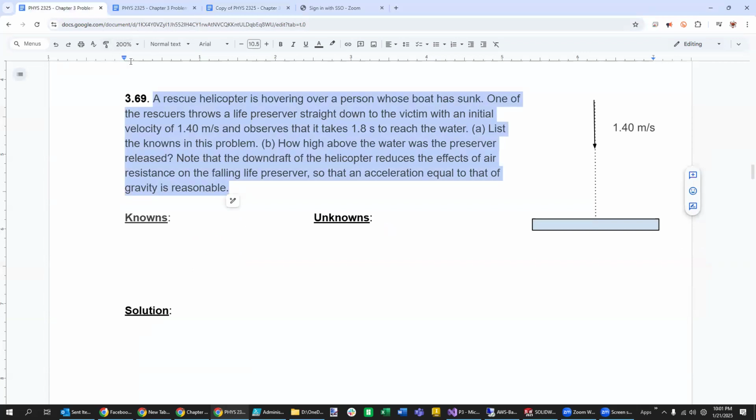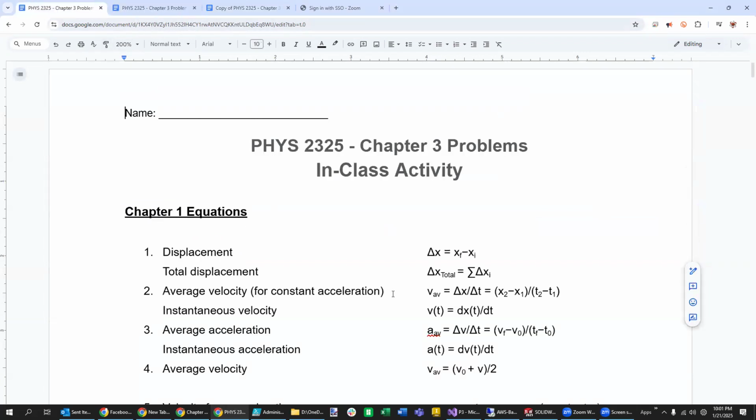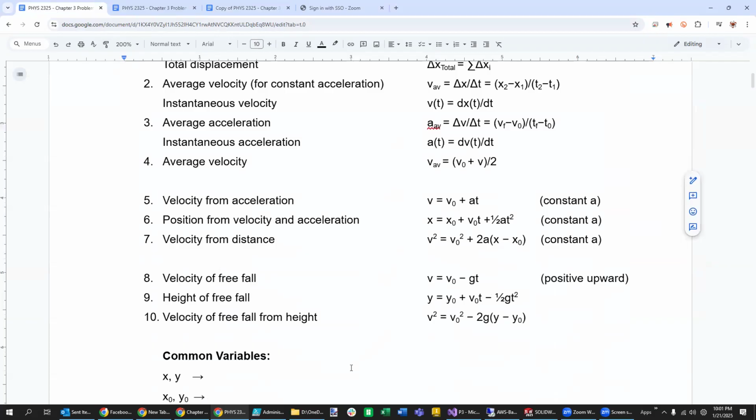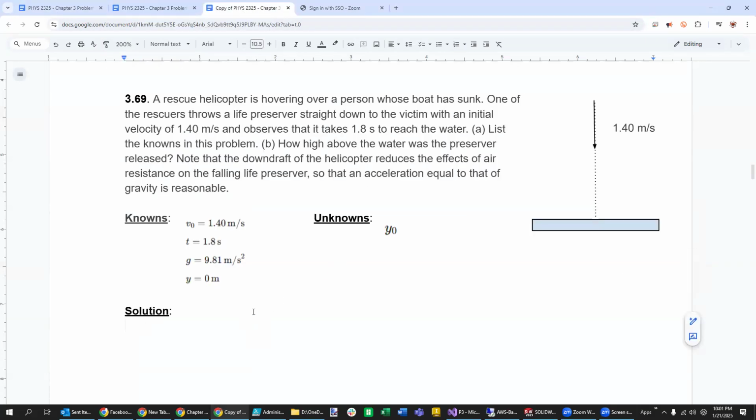So we go back to the very first page. We start looking through the equations until we find one with y naught in there. And there it is right here. So then what you can do is you can write this equation down in this spot right here as part of your solution. I want you to do this in pencil, by the way. I'm just using a word processor for my work here.